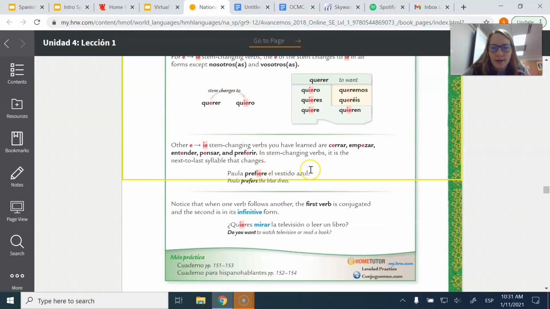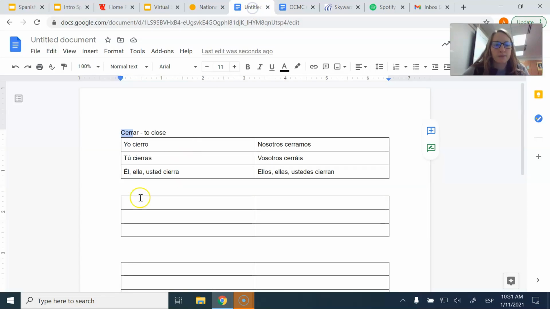What about empezar? So remember, we are changing the second to last syllable. So go ahead and try to fill this one out on your own. Pause the video, see if you could do it, and then unpause and I'll tell you if you're right. So this would be yo empiezo, right? E to IE.